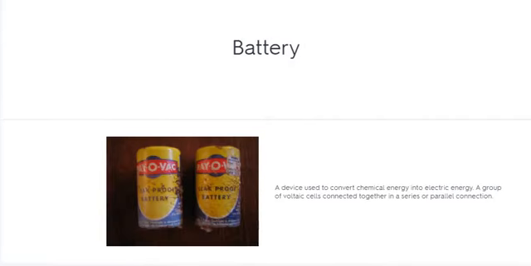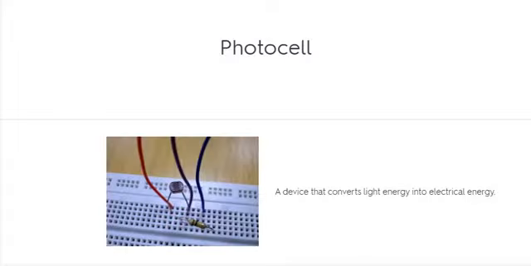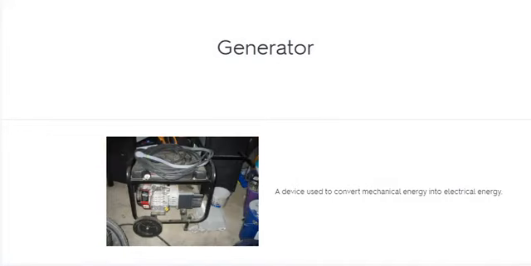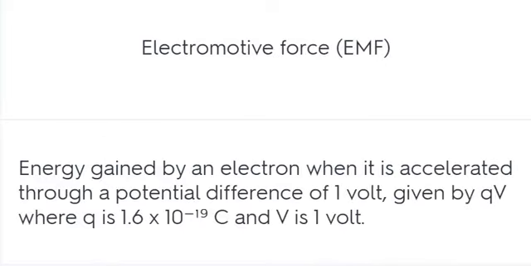Battery: a device used to convert chemical energy into electric energy, a group of voltaic cells connected together in series or parallel connection. Photocell: a device that converts light energy into electrical energy. Generator: a device used to convert mechanical energy into electrical energy. Electromotive force: energy gained by an electron when it is accelerated through a potential difference of 1 volt, given by QV, where Q is 1.6 x 10^-19 C and V is 1 volt.